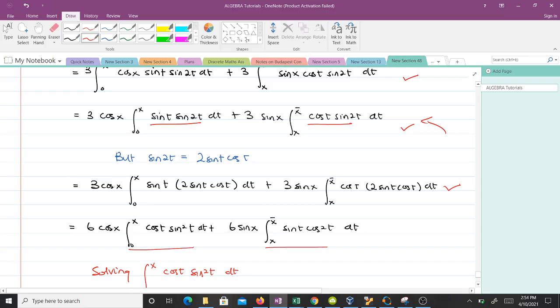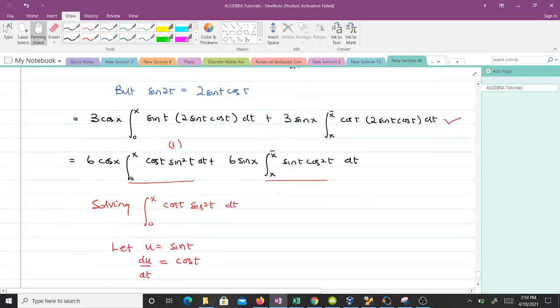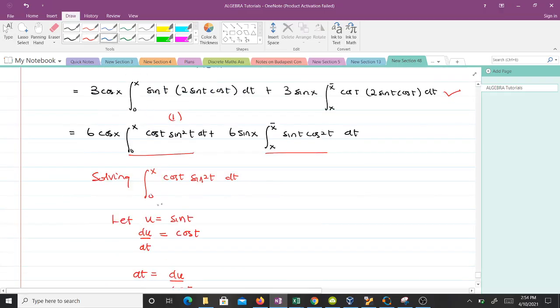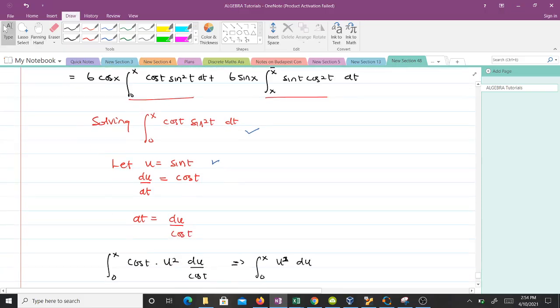So let's take the first part, that's this part. So we are solving the first part. So we want to solve using the substitution method. Okay, so we let u to be given by sine t. So if u is given by sine t, then du dt will be given by what? Cos t. That if you differentiate sine t, you get cos t. So making dt the subject, we get dt will be equal to du over cos t. So we'll substitute everything that we've had here.